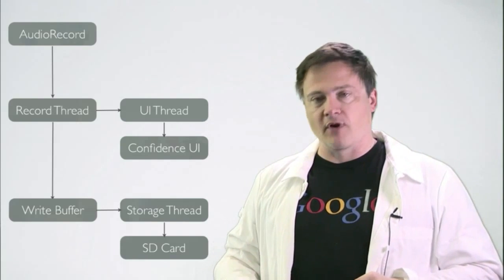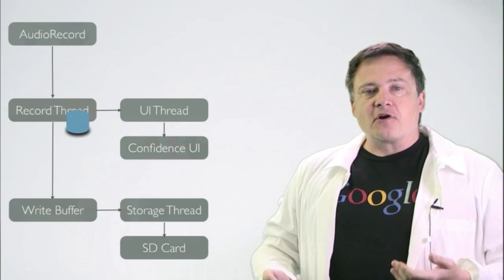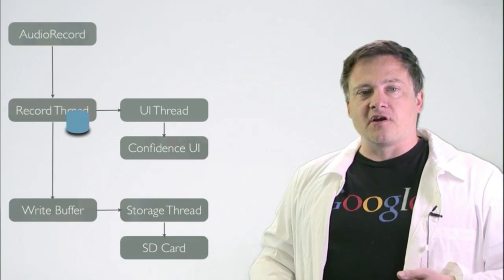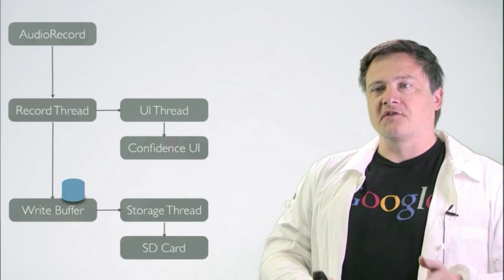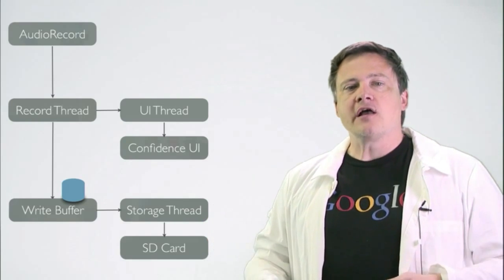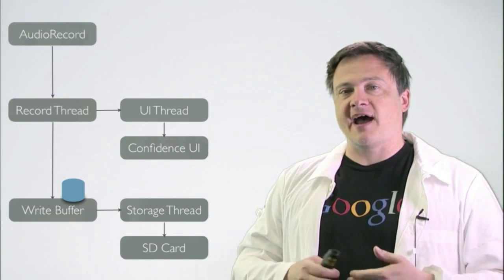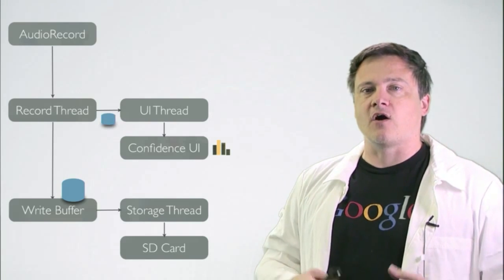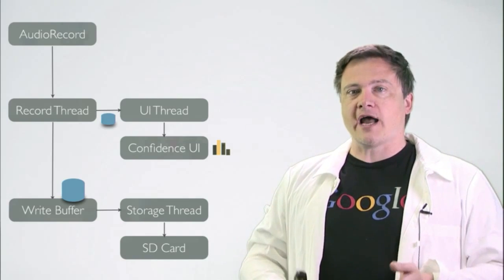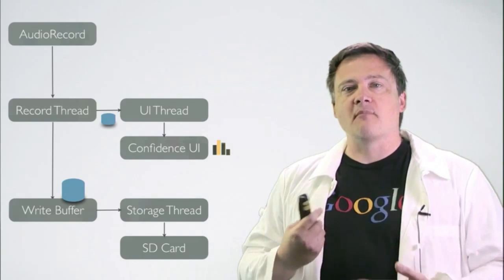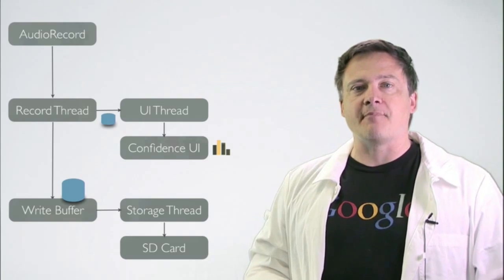That's the record thread in this diagram. So every time it gets a buffer, it does two things. First, it's going to pass it off to a write buffer, which is going to be a very, very long buffer that's being read by another thread, the storage thread. The second thing it's going to do is pass some version of that audio data off to the UI thread, so that it can create the confidence UI. And usually this is going to either be RMS level, or it's going to be a spectral analysis, or just something to let us know that things are still happening.